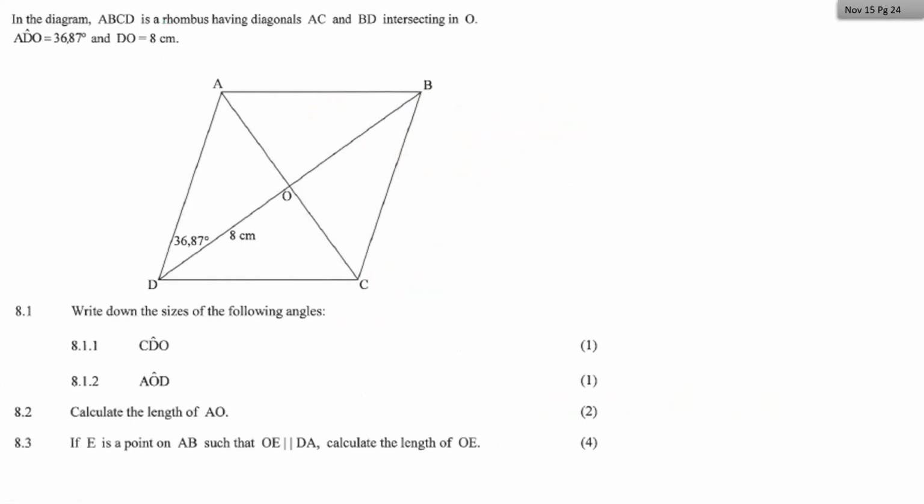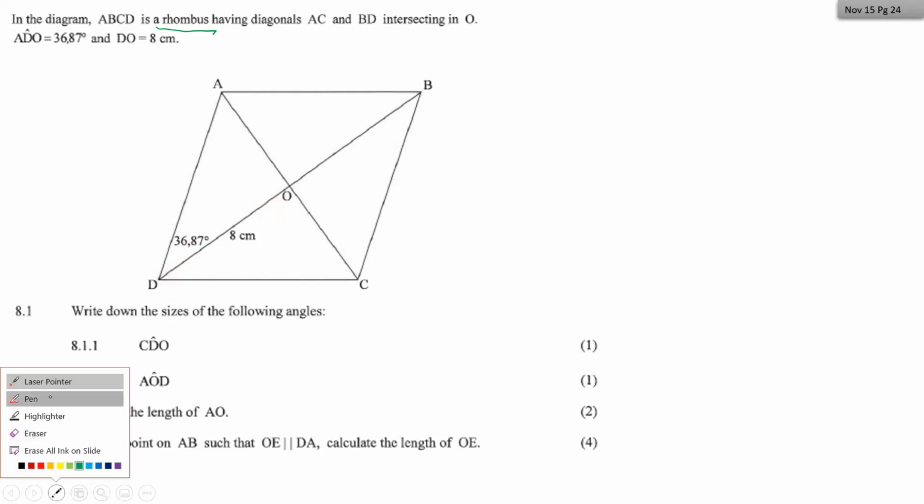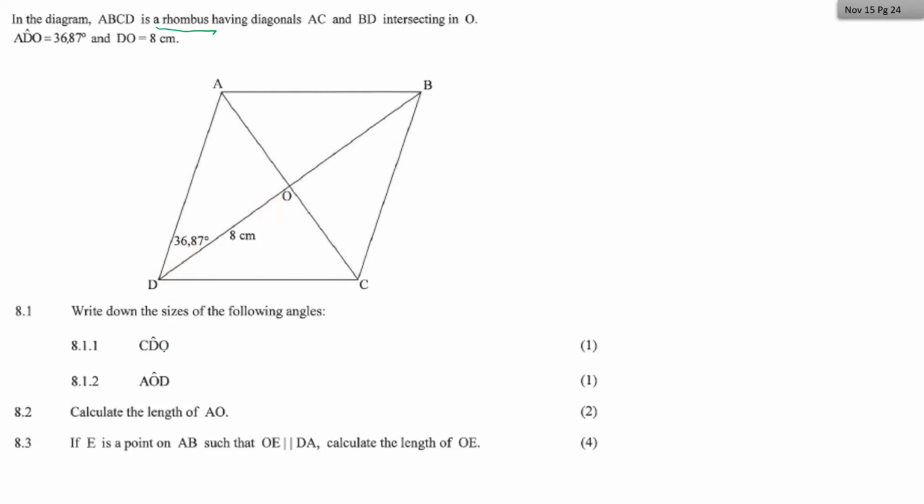So the question says we have another rhombus here, and they're bisecting at O. ADO is 36.87. It's in the diagram. As you can see, they tell us the DO is 8. And the question here is to find CDO. So before I start, I just want to mark the center angle has to be 90. All angles at the center will be 90.